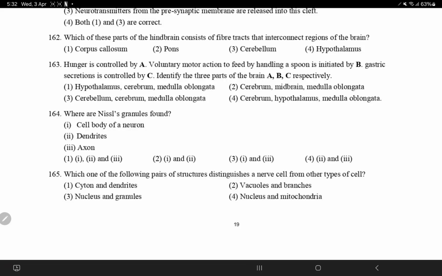Hunger is controlled by hypothalamus. Voluntary motor action to feed by handling a spoon is initiated by cerebrum. Gastric secretions are controlled by medulla oblongata. Option 1.